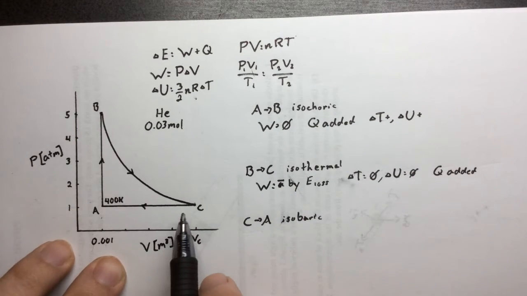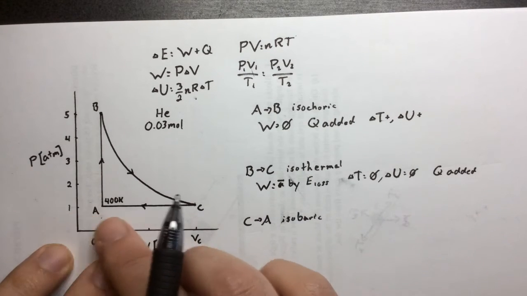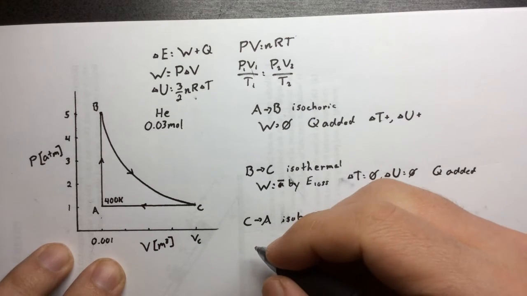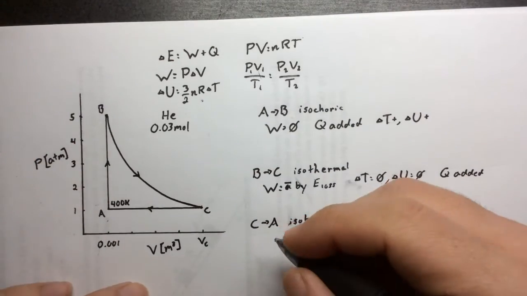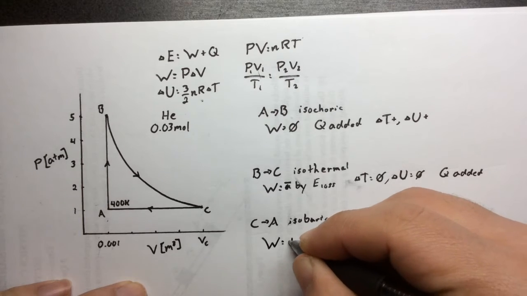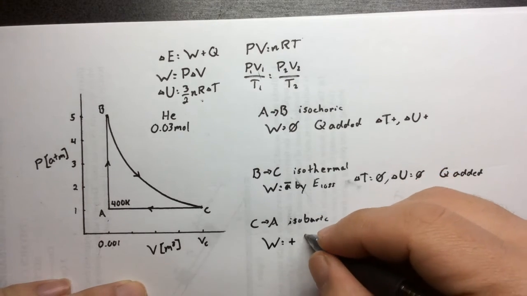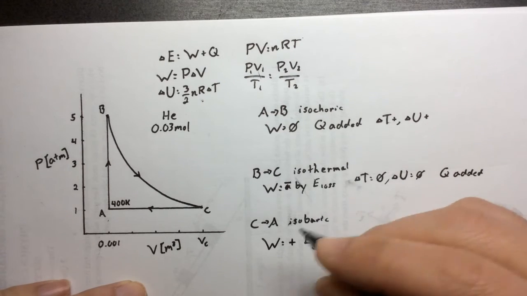Lastly, we're going to have this C to A step. It's going to be isobaric. The temperature is going to change. We should have a colder temperature now. And so this is going to be a compression, so work is going to be done on the system. So work being done on the system, we're going to say that we have positive work, so we're going to get energy. So energy is going to be gained in this scenario.